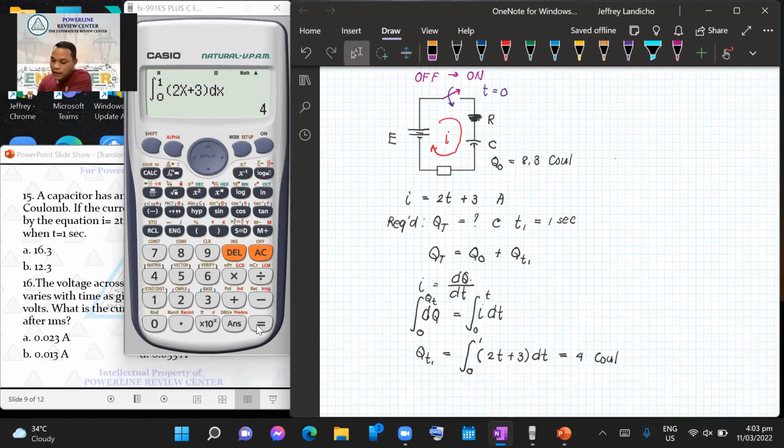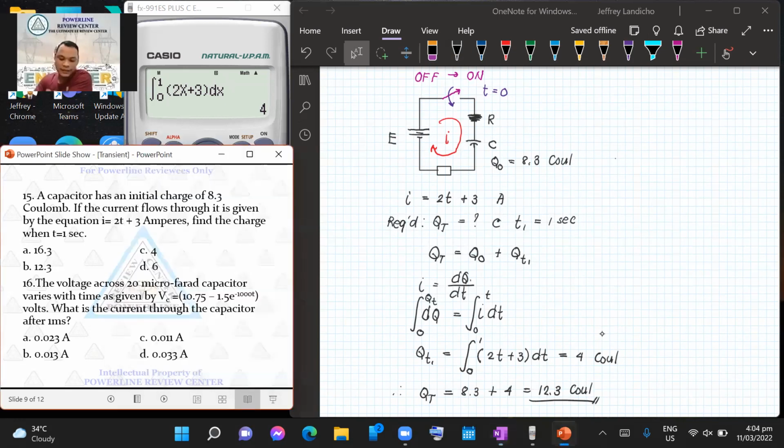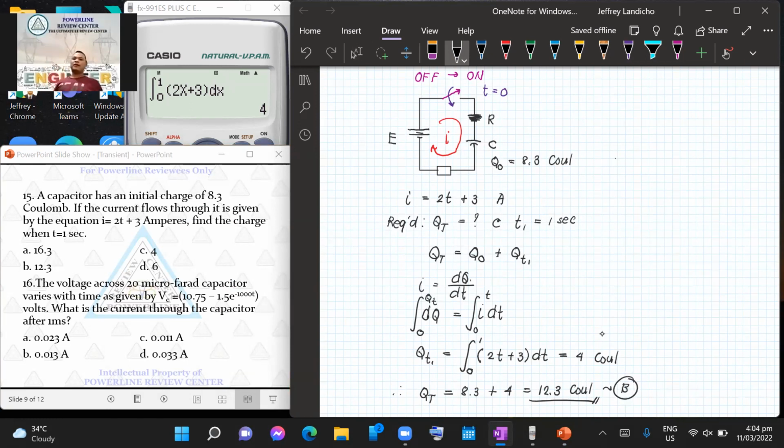Tama ba, kapatid? Therefore, after 1 seconds, ano na ang kanyang total charge? Initially, ilan siya? 8.3 plus 4. So you have 8.3, its additional charge, plus it gained another 4 coulombs. So all in all, its charge now after 1 seconds is 12.3 coulombs. Gets, kapatid? Anong letter?